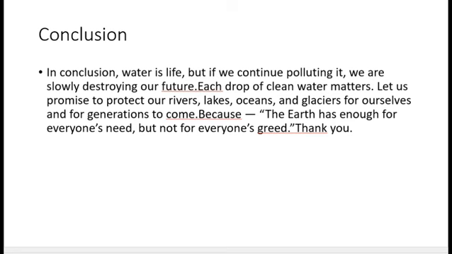Conclusion. In conclusion, water is life, but if we continue polluting it, we are slowly destroying our future. Each drop of clean water matters. Let us promise to protect our rivers, lakes, oceans, and glaciers for ourselves and for generations to come. Because the earth has enough for everyone's need, but not for everyone's greed.